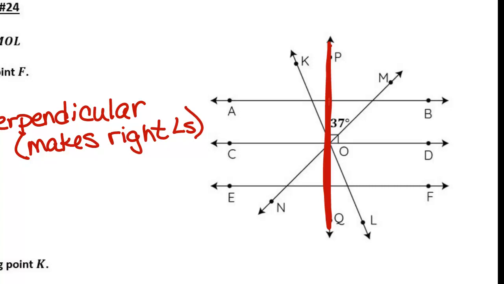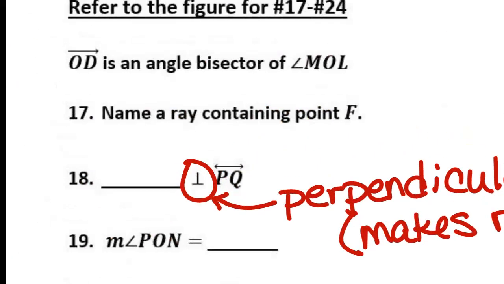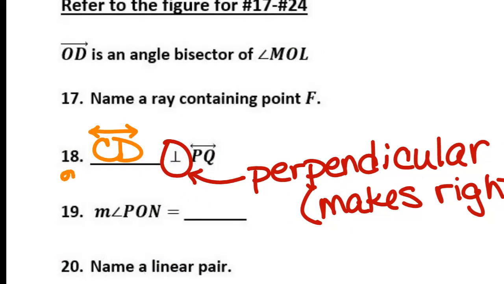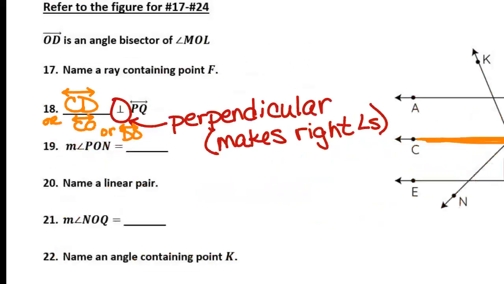PQ is making a right angle with what other line? Is it making a right angle with this? CO, or we could call it CD, or we could call it OD. We're not naming the angle, we're naming the line that it makes a right angle with. So CD, or you could call it CO or DO. Or you can switch any of those letters around backwards: DC, OC, OD.